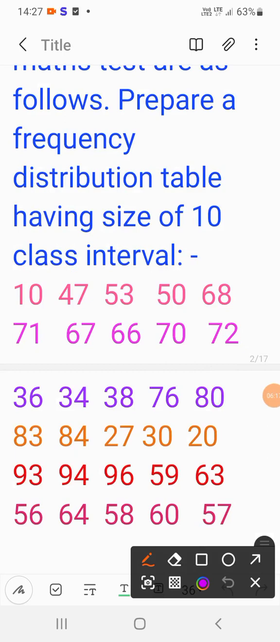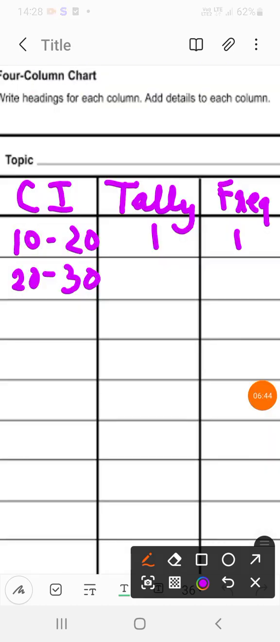In the first line we don't have any number, in the second line we don't have any such number, and in the third line also we don't have any such number. In the fourth line we have two numbers over here, which are 27 and 20, and in the rest of the lines we don't have any number. So the frequency of the 20 to 30 class would be 2, and the tally would also be 2.